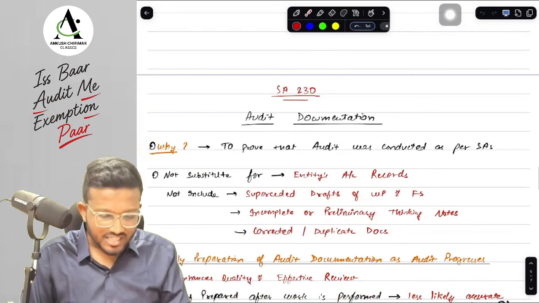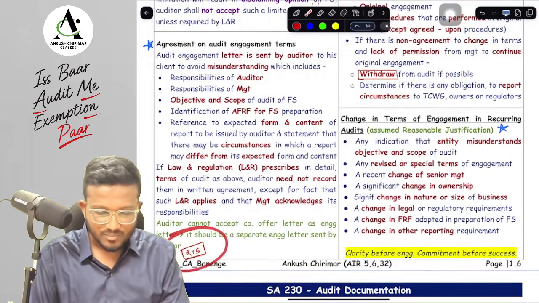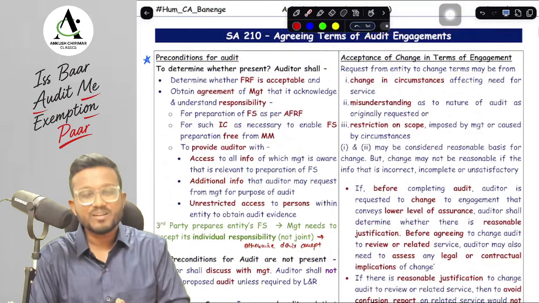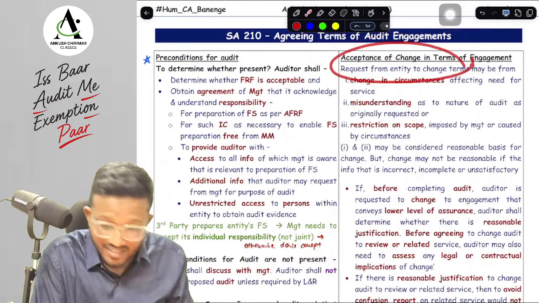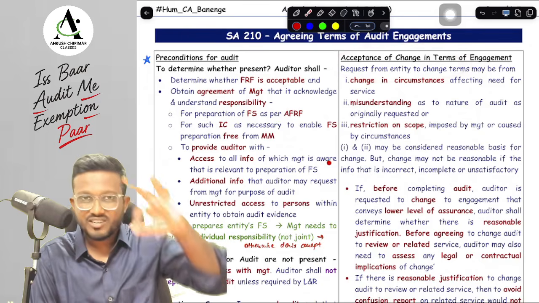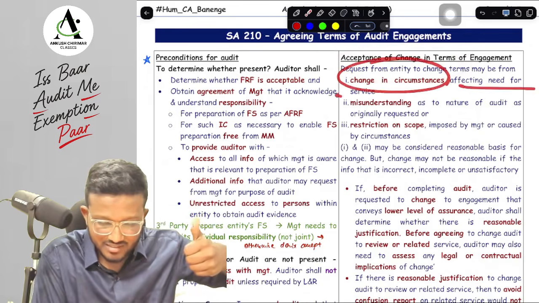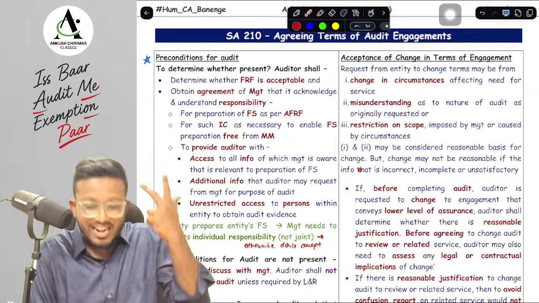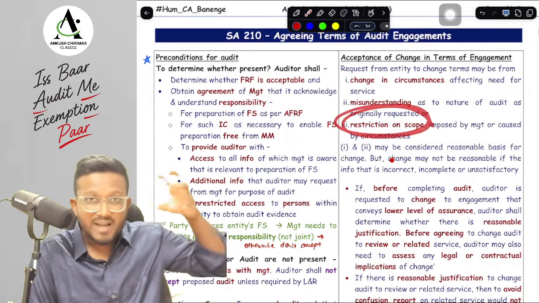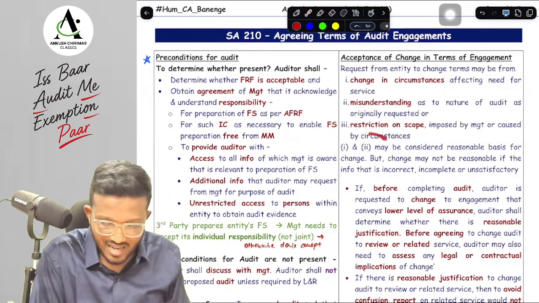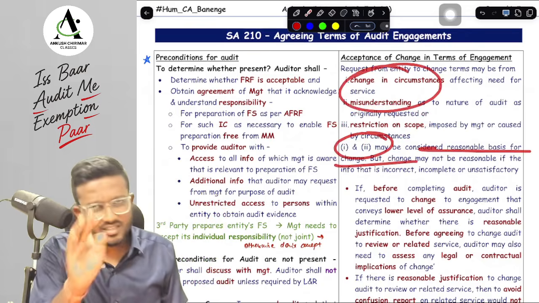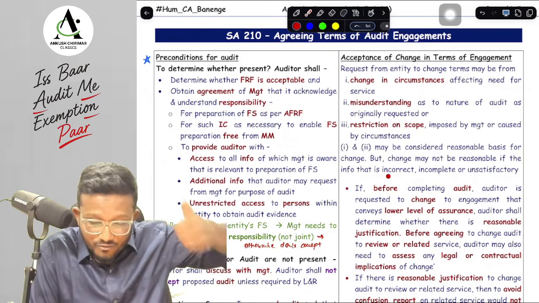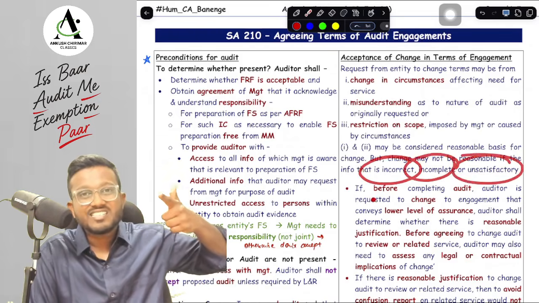Okay, yes sir, this was your SA 210. Let's discuss it from the concept book itself. What we have to discuss, sir? We have to discuss from above: acceptance of change in terms of engagement. So they are saying that the entity will request a change in terms of engagement for 3 reasons. First of all, there was a change in circumstances. Now they don't need the service. Secondly, there was a misunderstanding regarding the nature of audit. And lastly, there is a restriction on scope which either the management is imposing or by the circumstances. In the first 2 cases, we can consider that there is a reasonable basis for change, but reasonable basis does not exist when the information is incorrect, incomplete, or unsatisfactory.